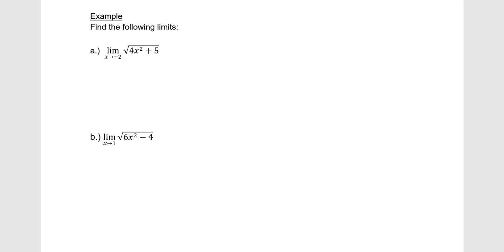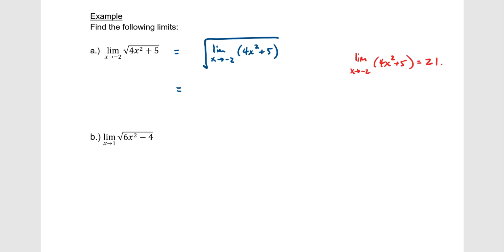We have the limit of the square root of 4x squared plus 5 as x approaches negative 2. So based on this rule, what we can do is take the limit as x approaches negative 2 of 4x squared plus 5, find an answer, and then take the square root of it. Okay, and then when we're doing that limit inside, we should get 21. So the answer is the square root of 21. I'm going to leave it just like that because it is an irrational number.